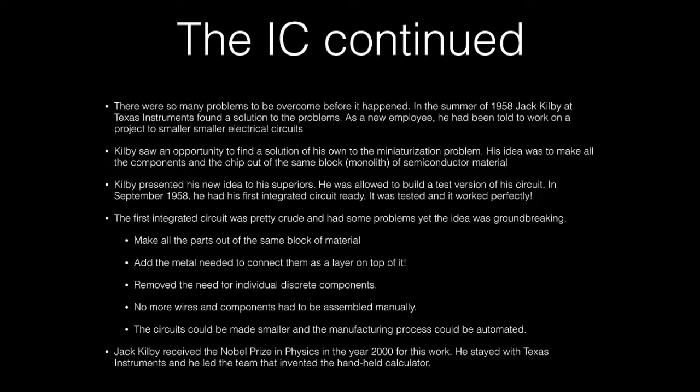Well, at least that's how they say it is. So the first integrated circuit was for all purposes kind of crude and simple. It had some problems, but it was groundbreaking because all the parts were made out of the same block of material. All you had to do was add metal to connect the layers on top of it, metal traces. You removed the need for individual discrete components, which we talked about before. Everything was from the same block of material.